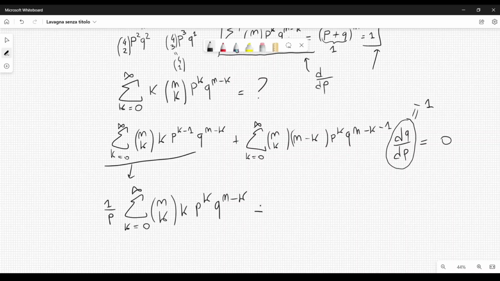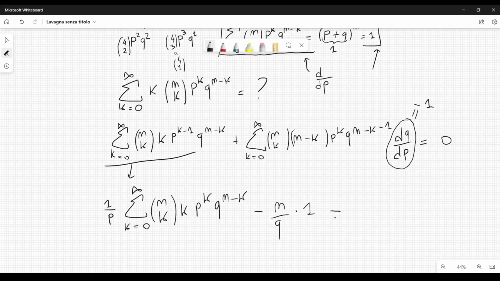And then I have minus from this one. And I have this first term, which multiplies the series that we have calculated at the beginning of this lecture. I have the sum from k equal to 0 to infinity of n choose k times p to the k, q to the n minus k minus 1. But I can take 1 over q out of the summation, so I have n over q here, and then I have the sum, which gives me 1. So here I have n over q times 1. If you want, I have just n over q.